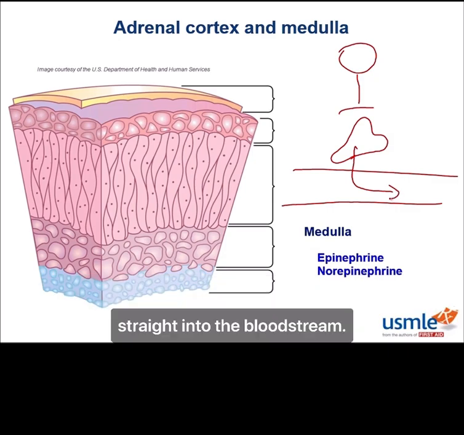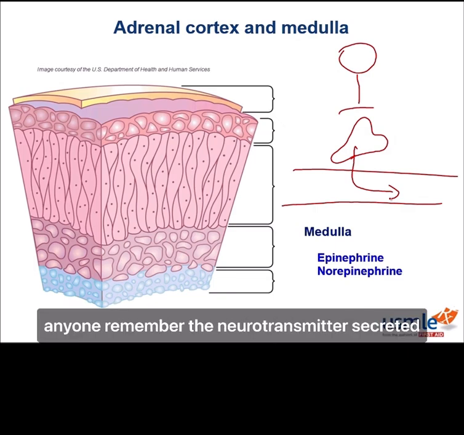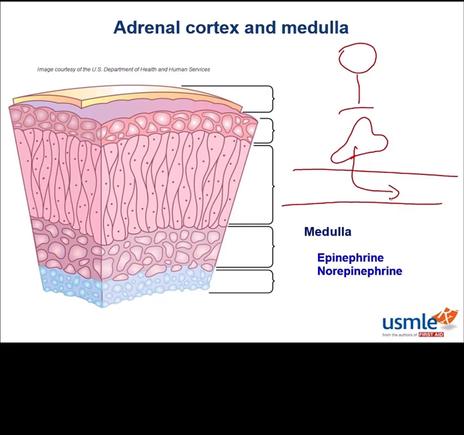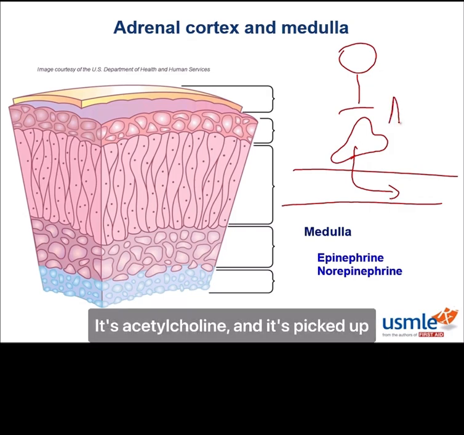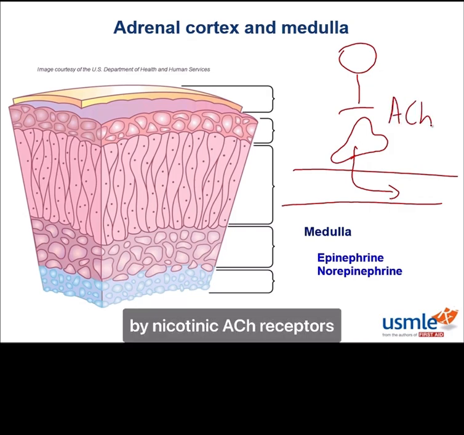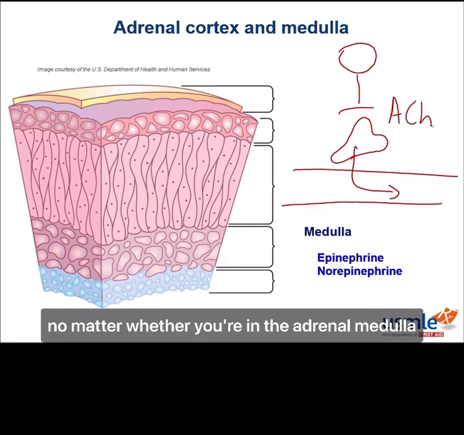However, instead of secreting it onto a muscle fiber, the adrenal medulla secretes epinephrine and norepinephrine straight into the bloodstream. While we're on our fun little tangent back into autonomic land, anyone remember the neurotransmitter secreted by the preganglionic neuron? It's acetylcholine, and it's picked up by nicotinic ACh receptors. And that's going to be the same no matter whether you're in the adrenal medulla or in a postganglionic sympathetic neuron.